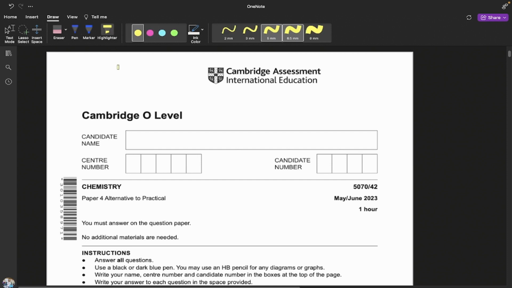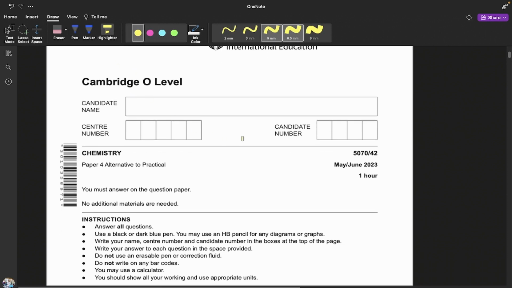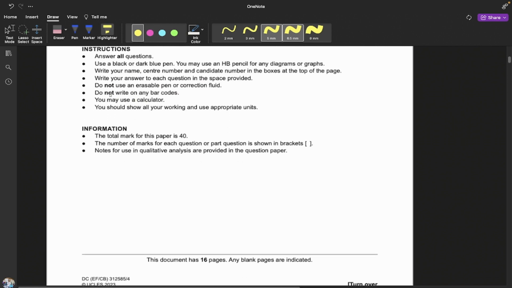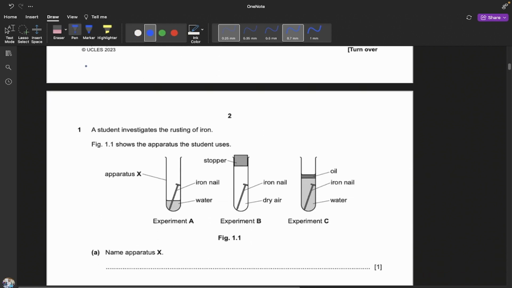Okay. This is Cambridge IGCSE O Levels. Paper number is 5070, chemistry paper discussion. The time target is 1 hour, and this is an alternative to practical paper. That means, in case you don't have a practical in your school, if your school doesn't support practicals, you will be awarded this kind of a paper. Yeah, let's get into the discussion.